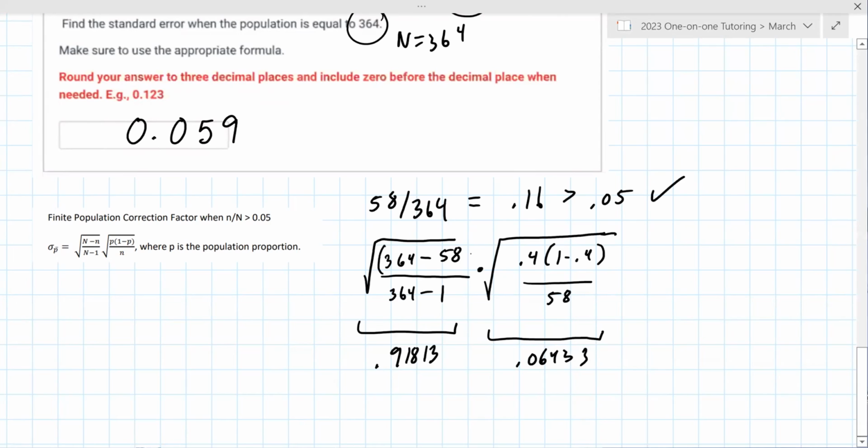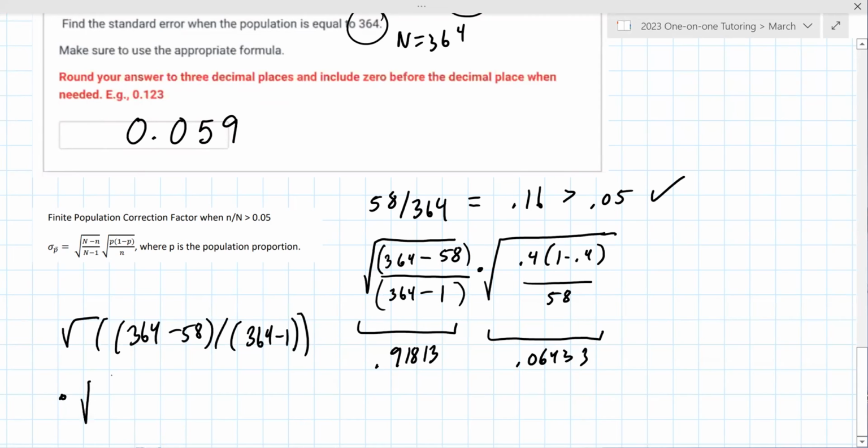This first one, you have to put parentheses in the numerator and the denominator, and I think it adds a square root when you do it in the calculator, or there's another one in the calculator. So it's 364 minus 58 slash 364 minus 1, close parentheses, times square root. You do that after this? This is how you would enter it in the calculator. Oh, you just do, okay, more parentheses. Yes, and then one more square root, 0.4 parentheses 1 minus 0.4.